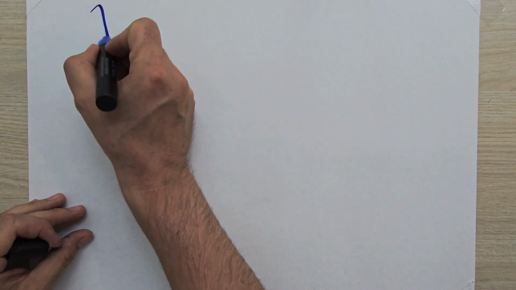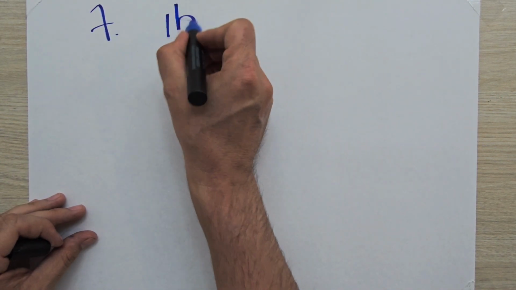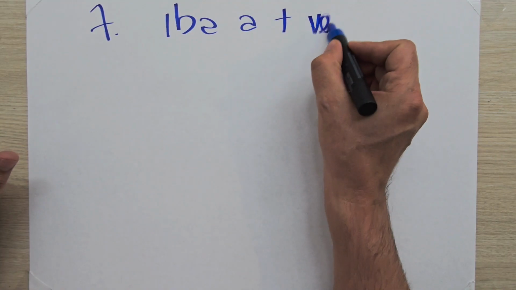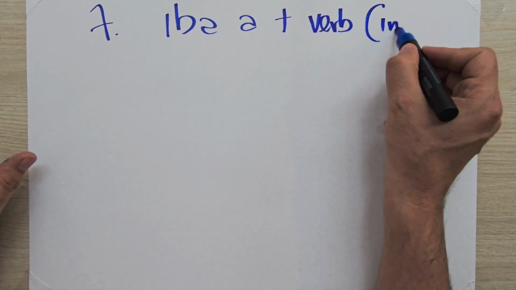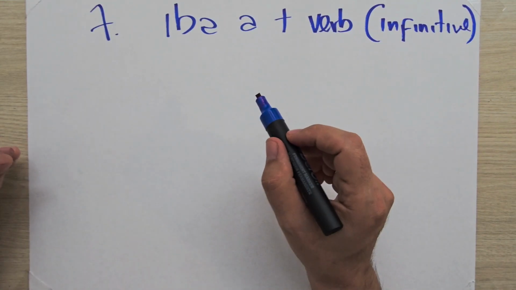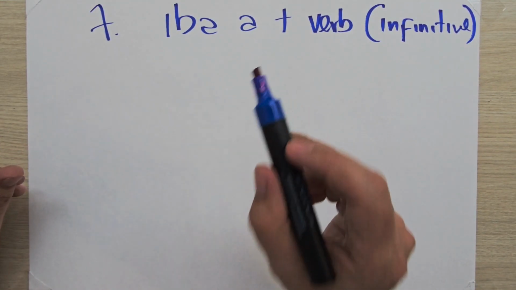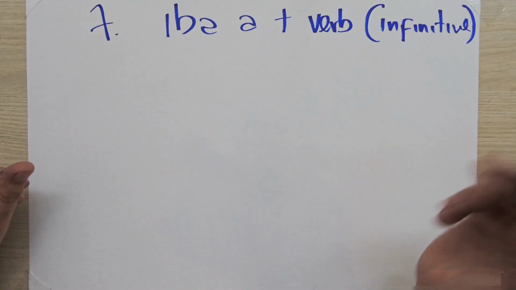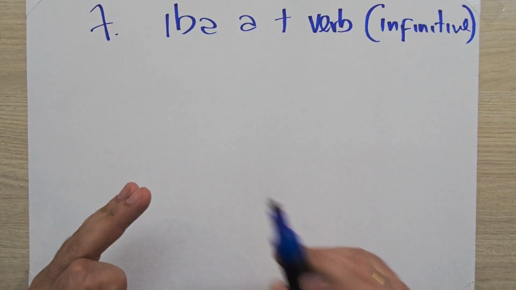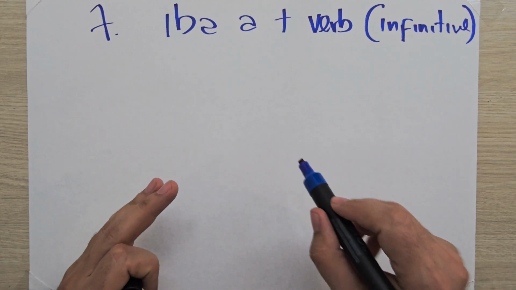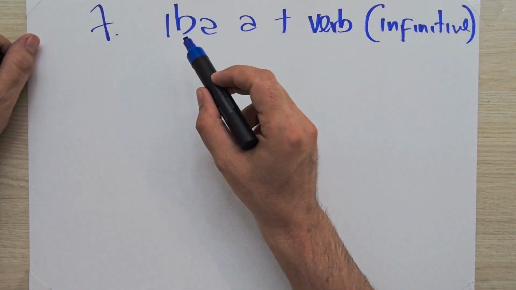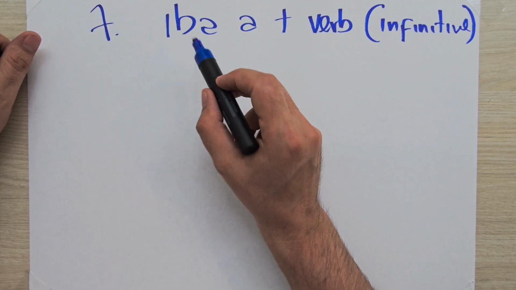The seventh construction is the construction iba a plus a verb in the infinitive form. This construction is used to talk about plans and predictions in the past. We already practiced plans and predictions in the future with the construction voy a plus a verb in the infinitive form. So it's pretty simple. The conjugation iba comes from the verb ir, to go.